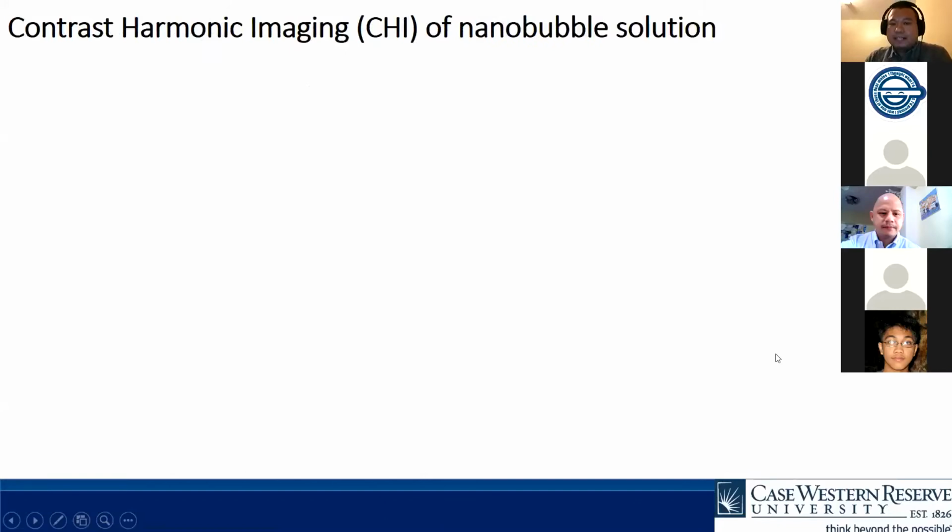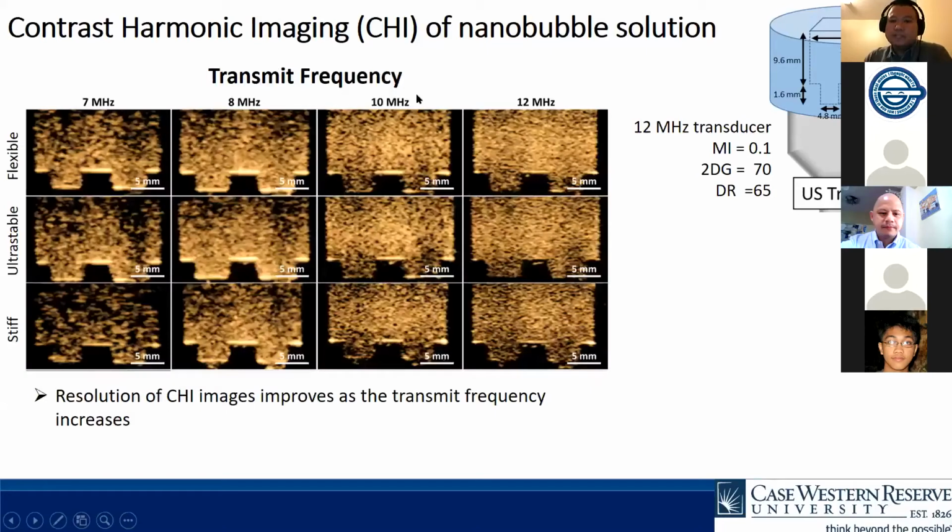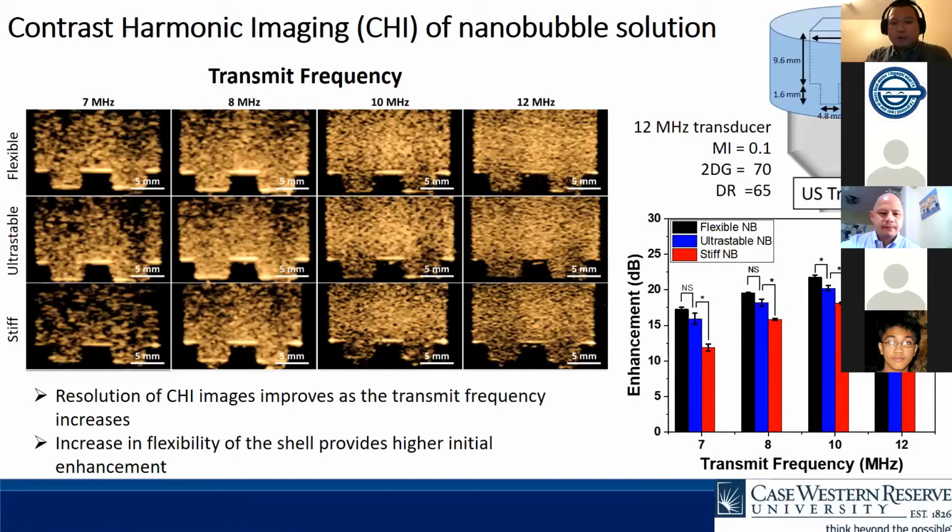We then analyze the ultrasound image that we get from the nanobubble solution. To do this, we place the nanobubble solution in an agarose channel that is placed on top of an ultrasound transducer. We vary the transmit frequency, and we learned that as you increase the transmit frequency, we improve the resolution of the ultrasound image. We can also analyze how bright the signal is and call it the enhancement. Here you can see that the flexible nanobubble shows the greatest enhancement among all the formulations.